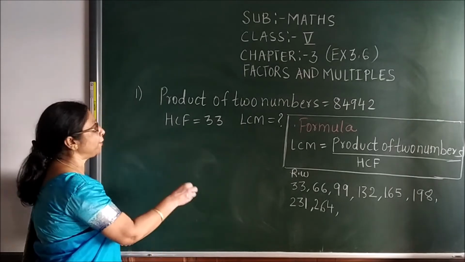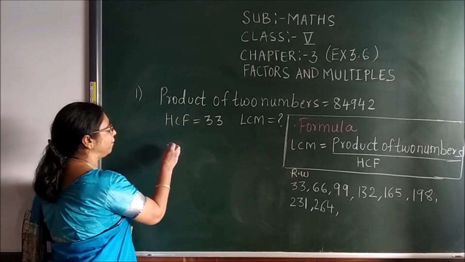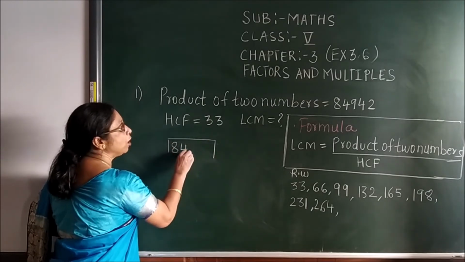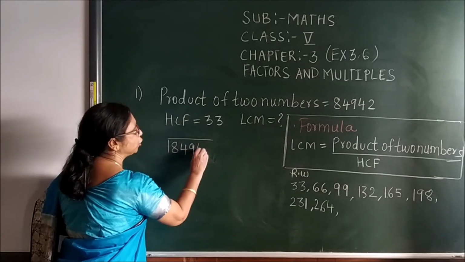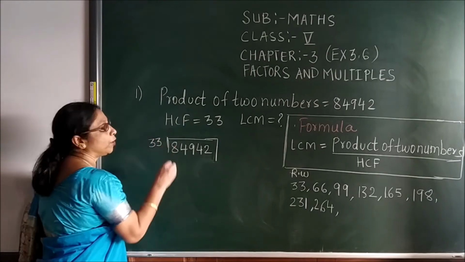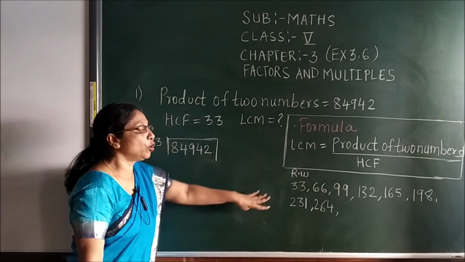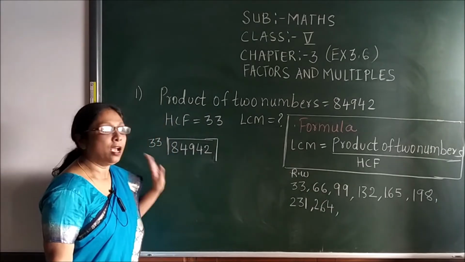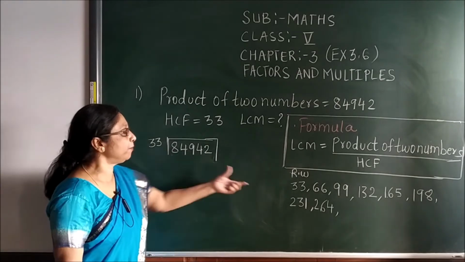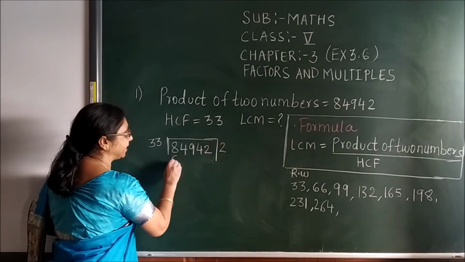So what you have to do? Product divided by HCF. So here we will carry out the division, children. Okay? So 8, 4, 9, 4, 2. Clear? Divide by 33. So for this I have written the table, children, the 33 times table. So using this table we can easily solve the division. Okay? So 33. Now 84, see, which is less than 84? 66. So 2's are 66.